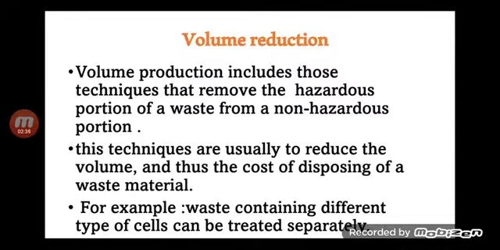Volume reduction includes those techniques that separate the hazardous portion of a waste from the non-hazardous portion. These techniques are usually used to reduce the volume and thus the cost of disposing of a waste material. For example, waste containing different types of cells can be treated separately so that the metal value in the sludge can be recovered. Concentration of a waste stream may increase the likelihood that the material can be recycled or reused.